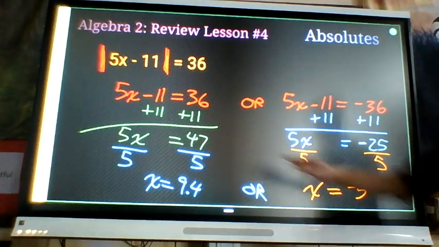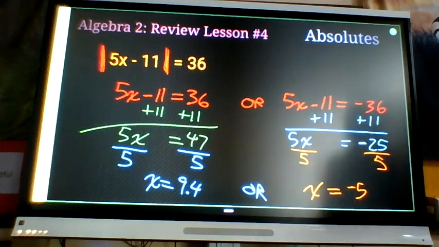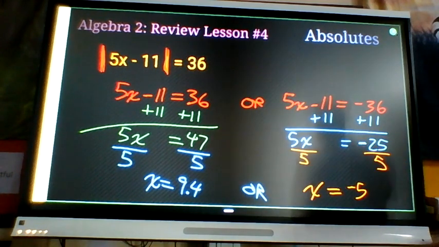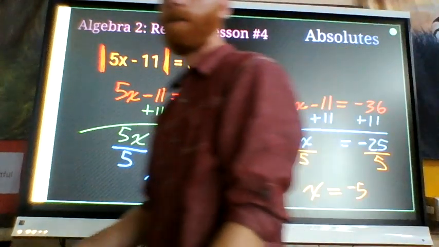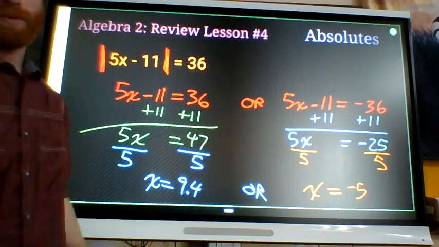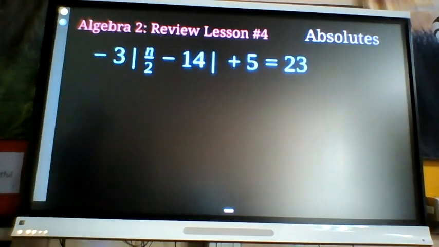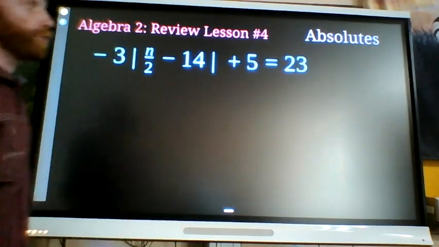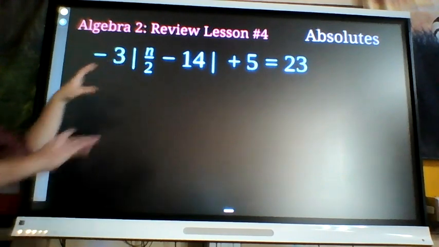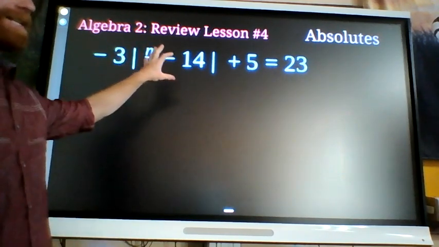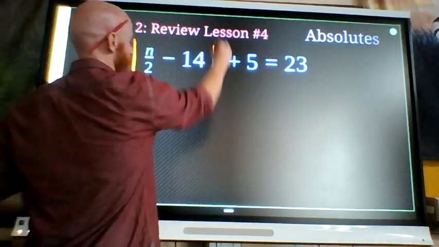All right, both of them are possible answers to this. So if you only give me one of the two possible answers, you only get half credit for an absolute value question. All right, be on the lookout for two answers to absolute value problems. If you've got stuff outside of the absolute value, before you start working with two possible answers, isolate the absolute value as if the whole absolute value is your variable.